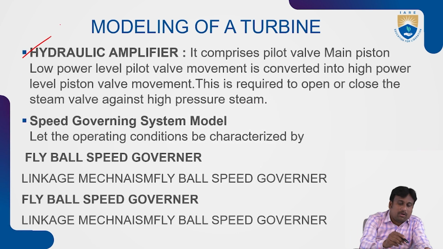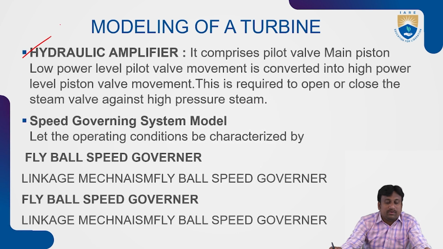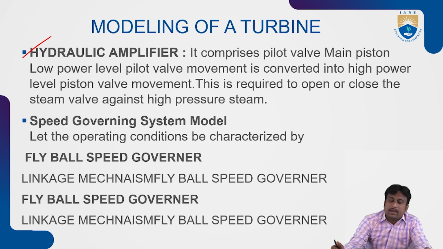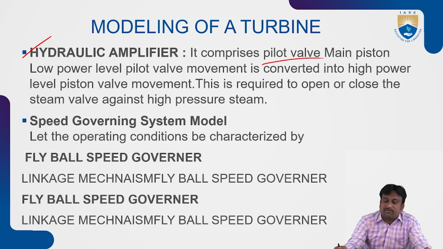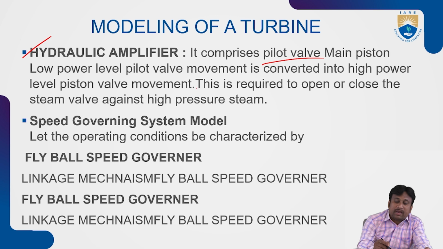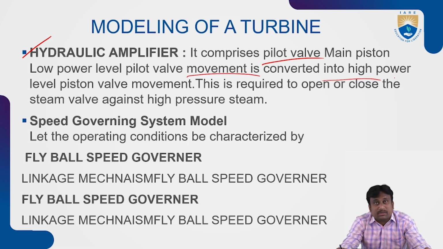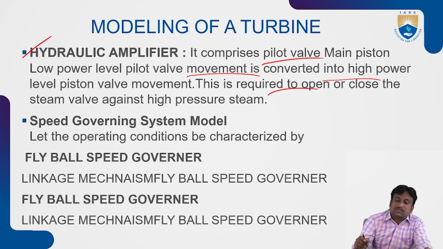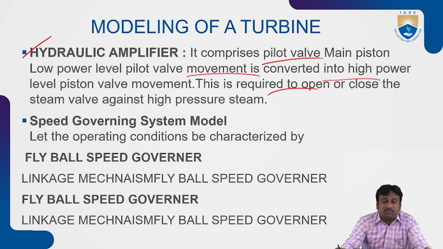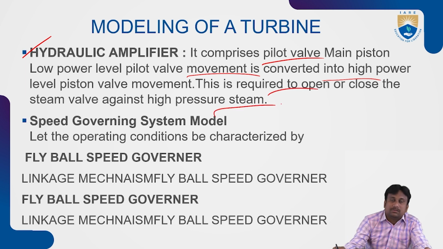Coming to another block, associated with hydraulic amplifiers, here are the main functionalities of the hydraulic amplifier. It comprises pilot valves and a main piston. The low power level of the pilot valve movement is converted into a high power level of the piston valve movement. This is required to open or close the steam valve against the high pressure steam.